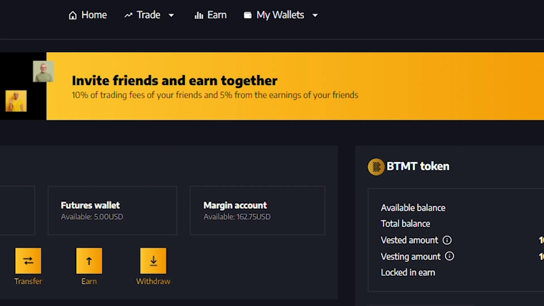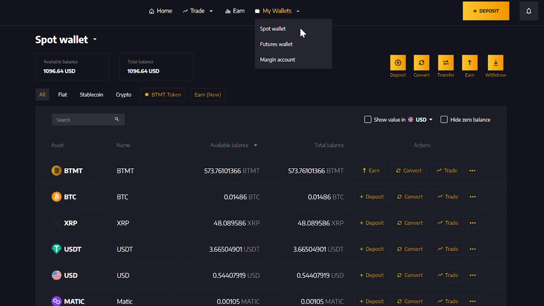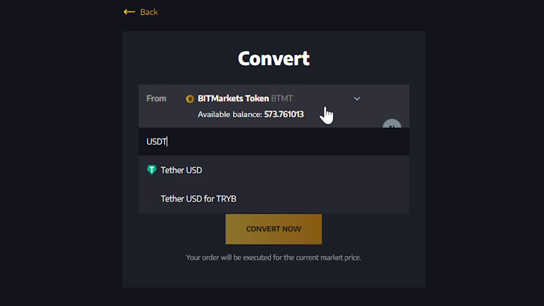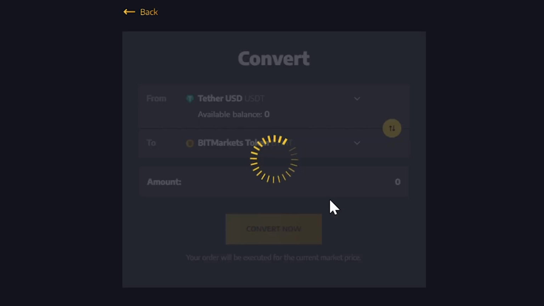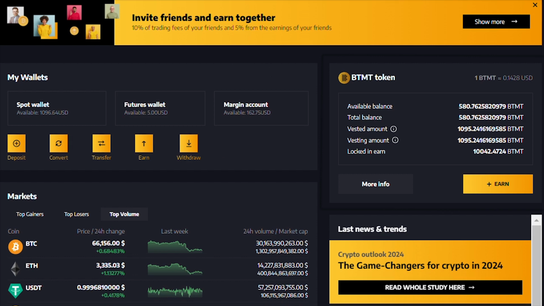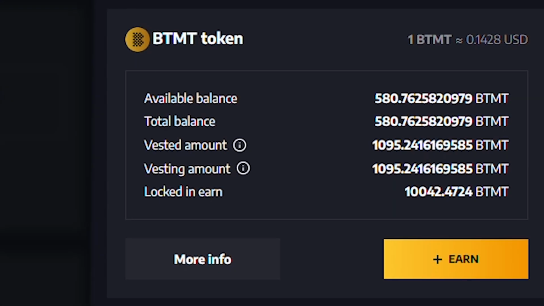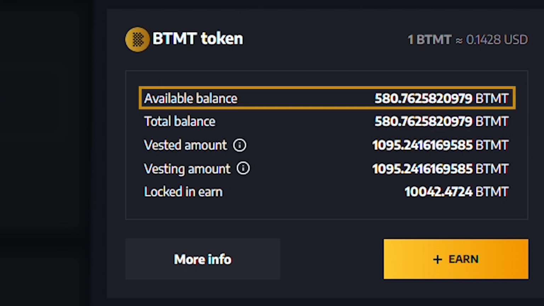Next, head over to your spot wallet, which securely holds all your cryptocurrencies and fiat currency on our platform. Locate the BitMarkets token, select Convert, and choose the cryptocurrency or fiat you wish to exchange for BTMT. Input the amount, click Convert Now, and you're done. Let's clarify what these first two balances entail. The total balance shows your entire BTMT holdings, while the available balance includes pending orders.